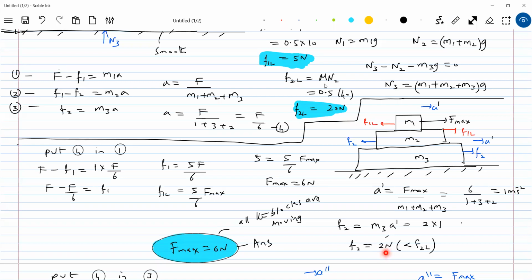Something you got stuck with some idea. Come out of that one. F2 is how much? 2 Newton. F1L is how much? 5 Newton. So 5 Newton is greater than 2 Newton. Yes. So M2 will accelerate.